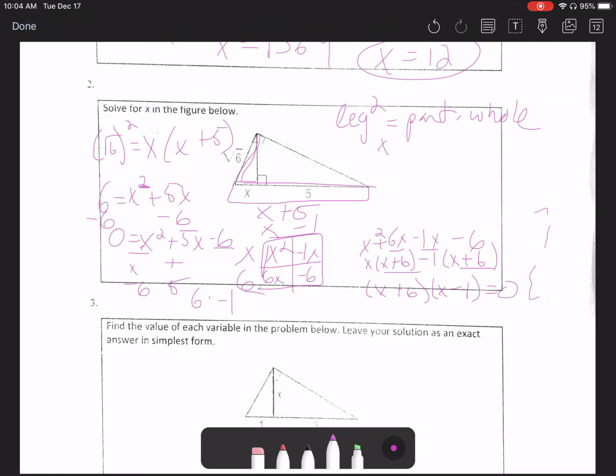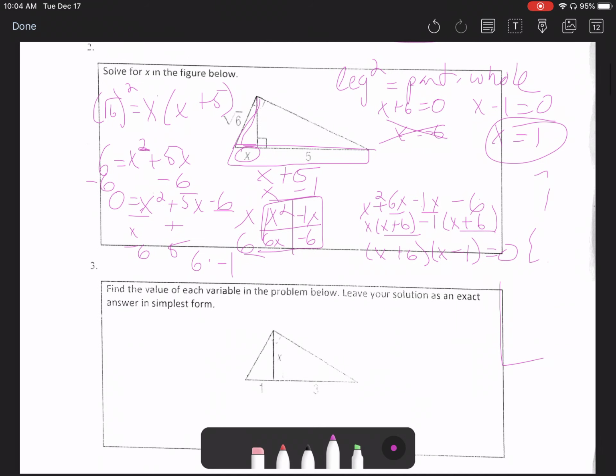So I have either x plus 6 is equal to 0, so x would be negative 6. But I look at my problem, and we're talking about distance, so distance can't be negative, so it can't be negative 6. Or we have x minus 1 is equal to 0. I add 1, and so x can be 1, which is my answer.